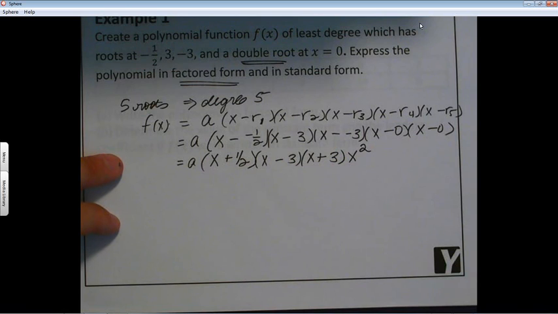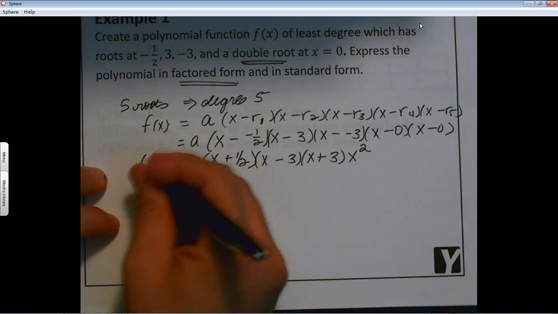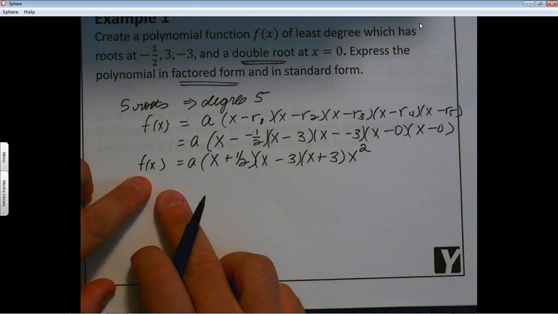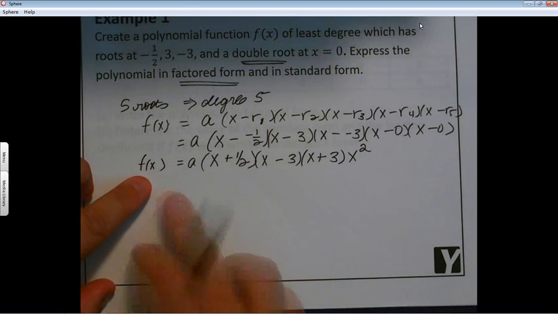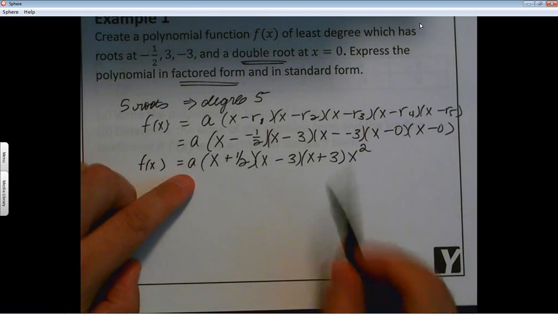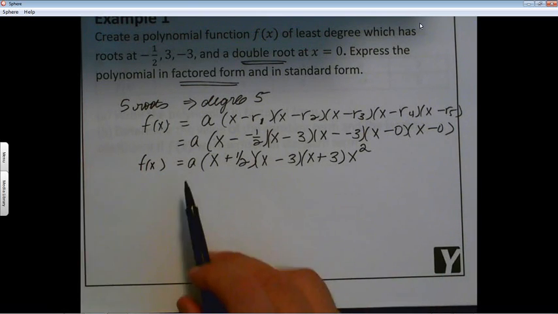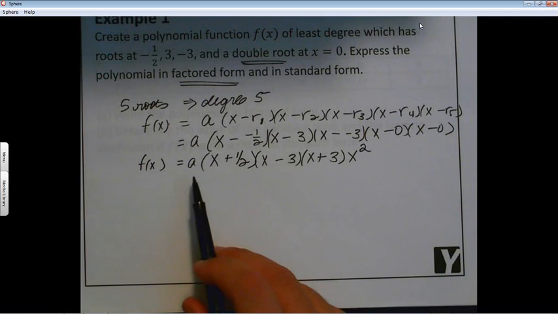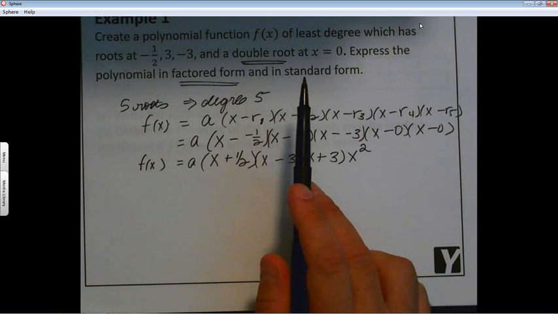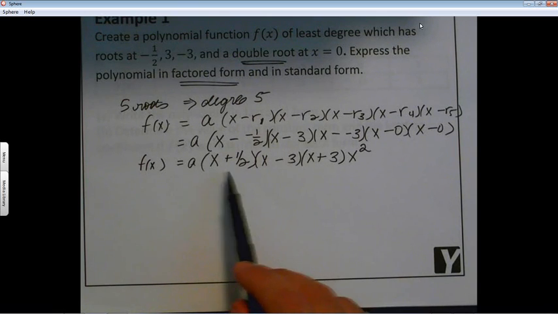I can clean that up a little bit if we want to. We can say, all right, x minus -1/2, we're going to make this x plus 1/2. x minus 3 times x plus 3. x minus 0 is x. Another x minus 0 makes it x squared. And so this would be a way to write this polynomial in factored form, and it'll have all the roots that I needed.